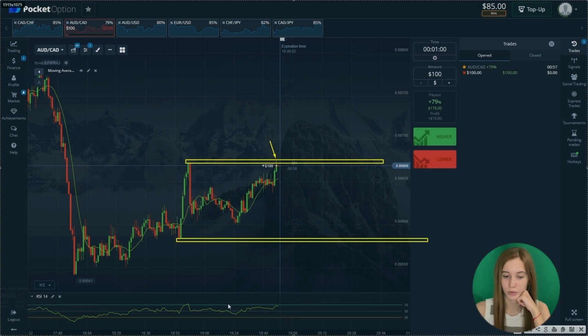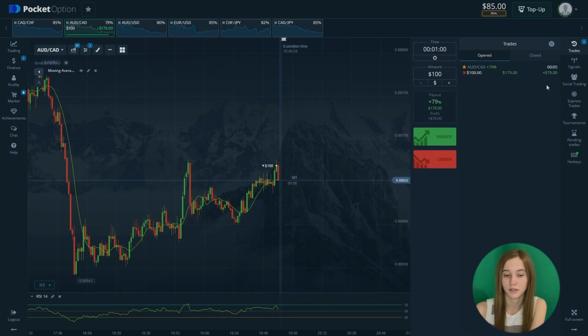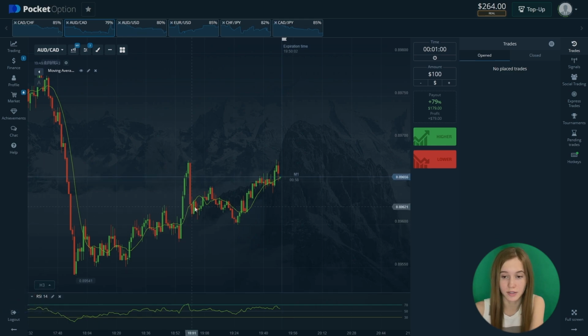RSI also, we see we reached the overbought area in the upper position. 4 seconds left until the end, and the trend is falling. RSI indicator also looks down. Okay, good. We have a plus, $79 on our balance is our profit. So I recommend you use these indicators as confirmation of your technical analysis.